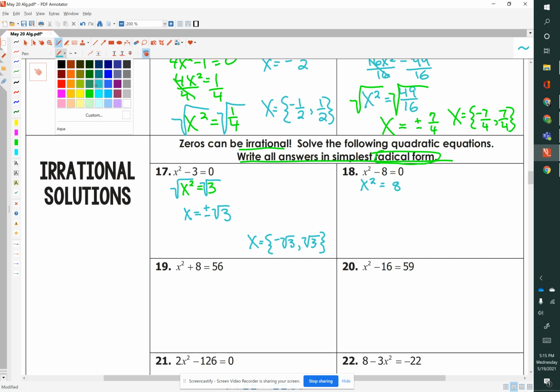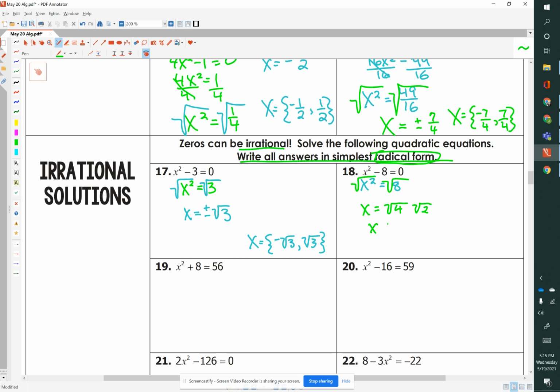And then we'll take the square root of each side. And now, in this case, the square root of x squared is x, but we can think of the 8 as the square root of 4, which is a perfect square, times the square root of 2. And the square root of 4 is 2, and remember our plus or minus.